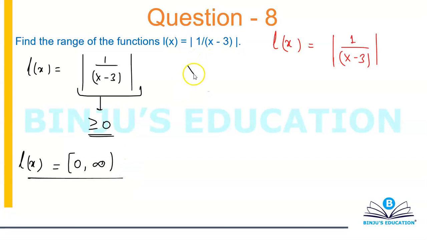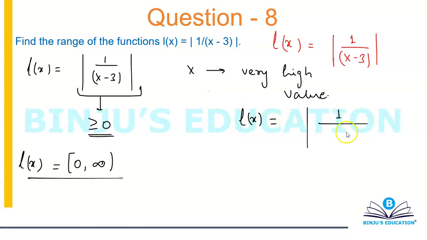If I take x to be a very high value, let's suppose 10,000 or 10 million or 10 billion or something like that, I'm gonna have L(x) which will be 1 divided by a very high value, and then a mod to that. Like for example, if you go 10 to the power 14, 10 to the power 15, 10 to the power 16. So the higher the value of x is, can I say overall the fraction is gonna decrease?